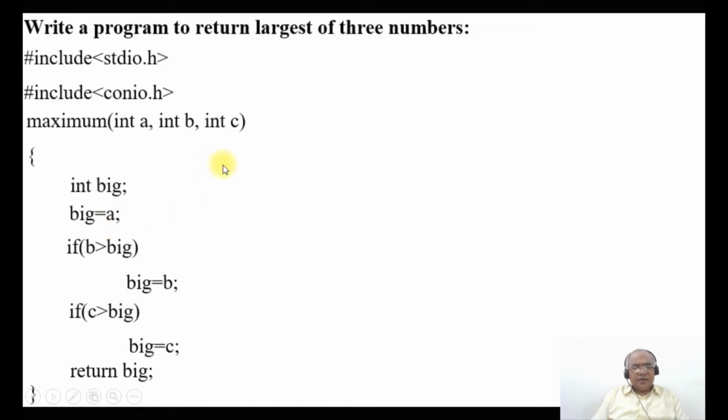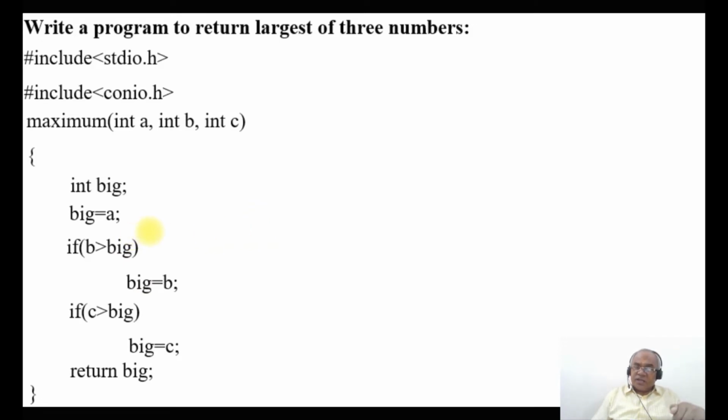What is the value of A we have entered? The value of A entered is 10. So first it will take big is equal to 10. Then the condition is: if B is greater than big. What is the value of B? The value of B is 20. Is 20 greater than 10? Yes. So big is equal to B.